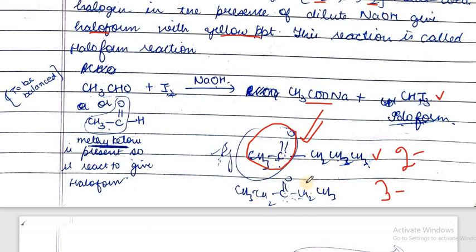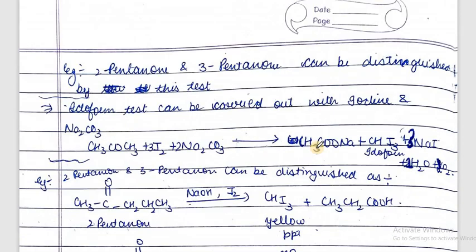And the second will not give. So if they are present in two different tubes, we can easily identify which is 2-pentanone and which is 3-pentanone, because 2-pentanone will give yellow precipitate while the other will not give. So 2-pentanone will give the haloform reaction. That is, 2-pentanone and 3-pentanone can be distinguished by this test.